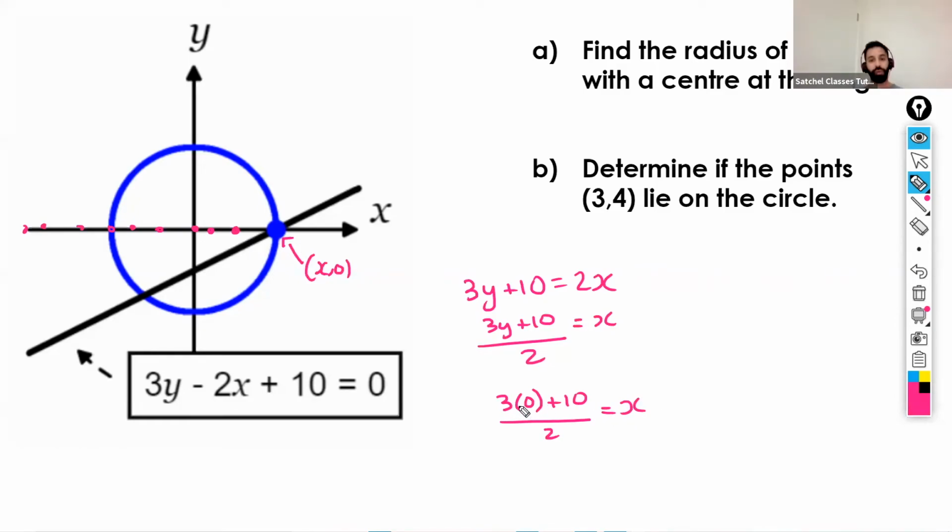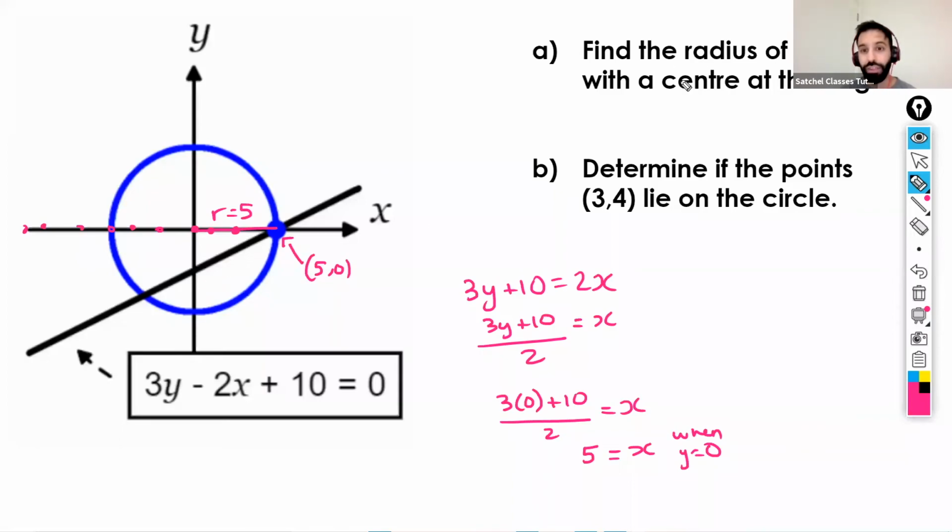Now, 3 times 0 is just 0. 0 plus 10 is 10. And 10 divided by 2 is 5. So x is 5 when y is 0. Therefore, my x coordinate at this point is going to be 5. And that makes life really easy, because now I know the distance from the center to the circumference is 5 units to the right. So our radius is going to be equal to 5.